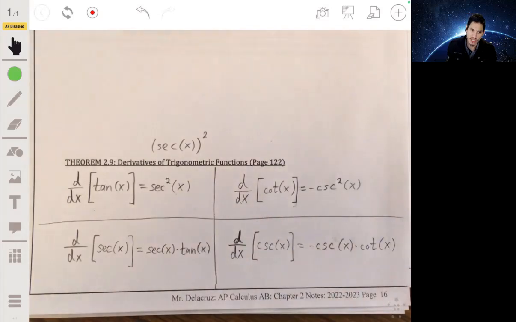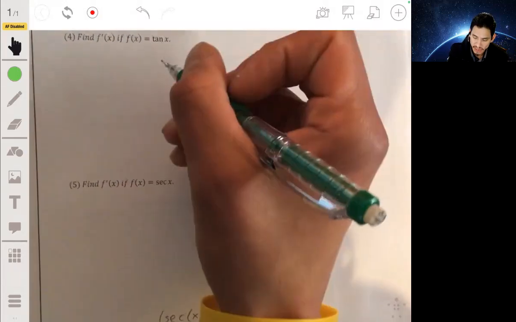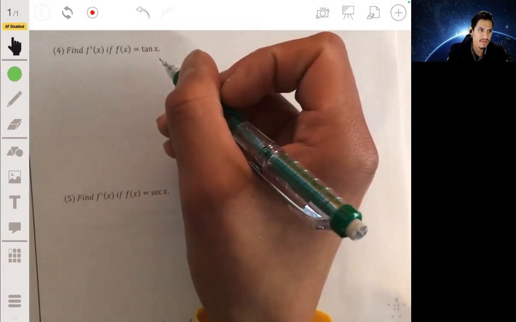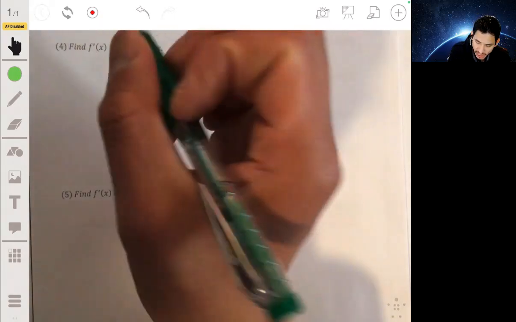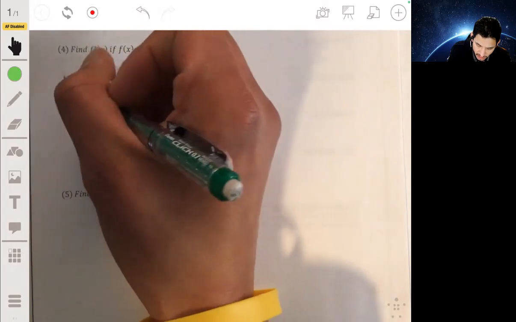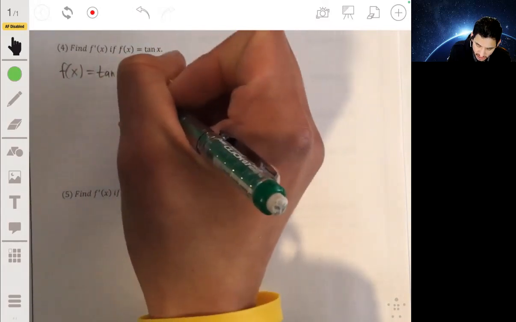Now, how do we get these? Well, don't worry, I got you. I'm going to show you right now. Let's go through these, and let's start with how we find the derivative of the tangent function. So we have our function tangent of x. So f of x is equal to the tangent of x.